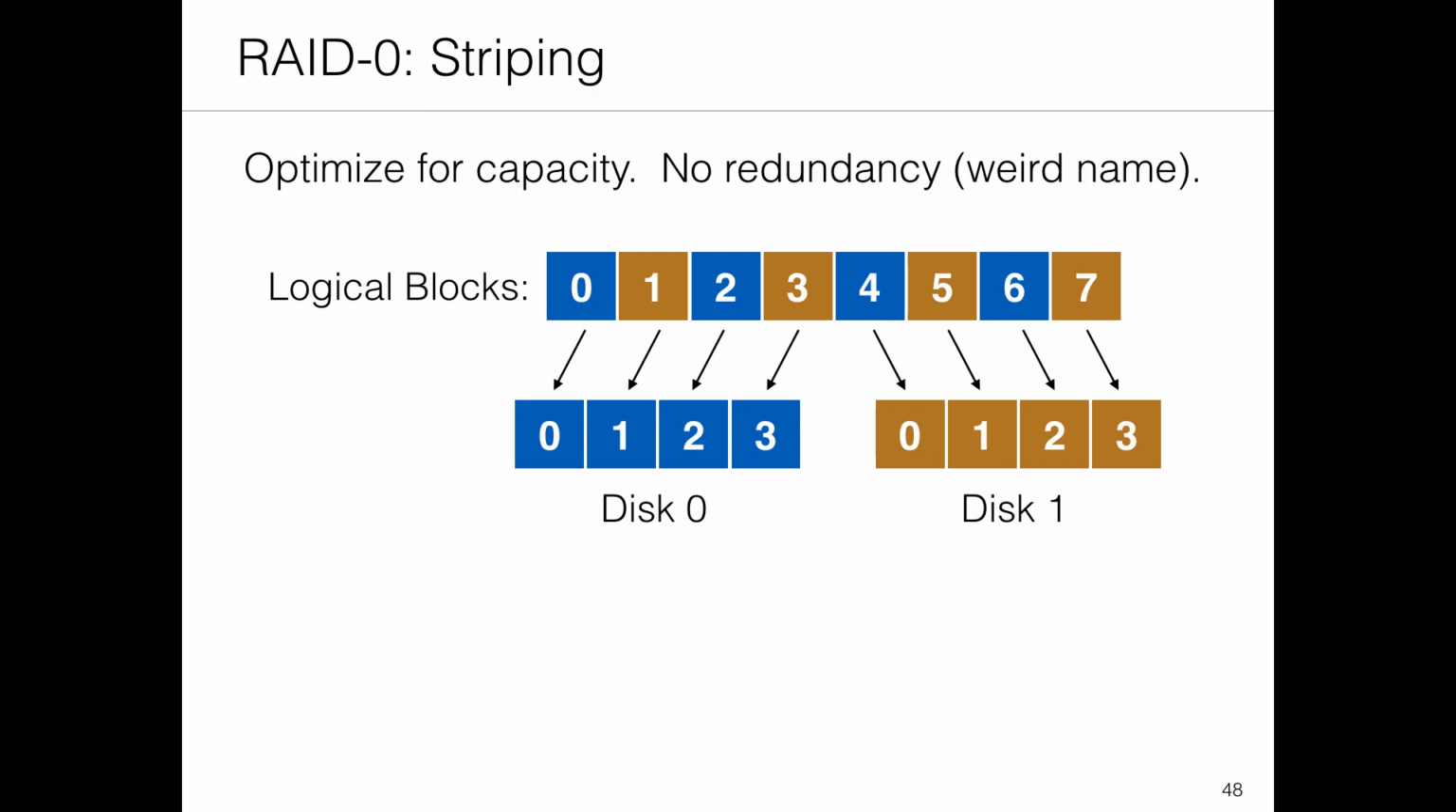We have three metrics. Which of them is going to be the best one in this case? Performance? Okay, what about capacity, right? The capacity is increased by a factor of N, where N is the number of disks that we have.